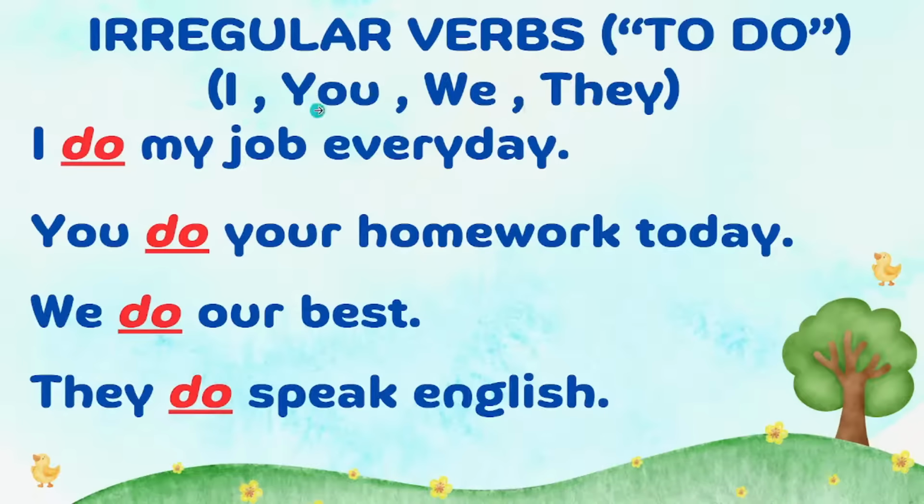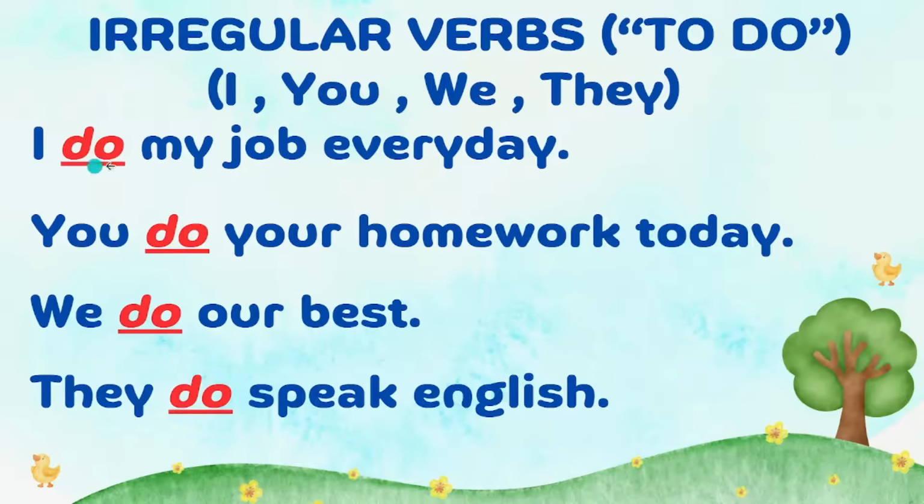So, the irregular verb to do. I, you, we, and they. For the I, you will use only do. Look here, everyone. There's no need to be confused. For the I, you, we, they, for the verb to do, there will be no changes at all. Whether you use I, you, we, or they, they're all the same.